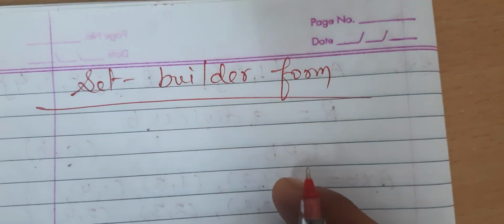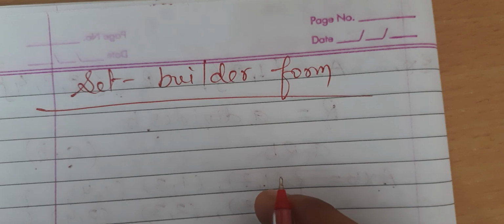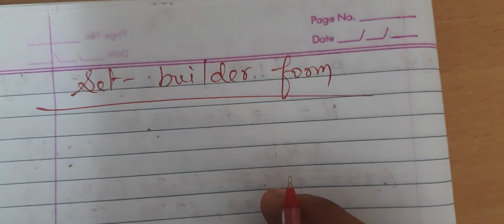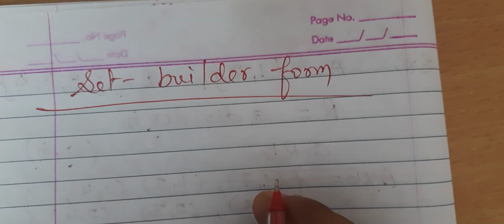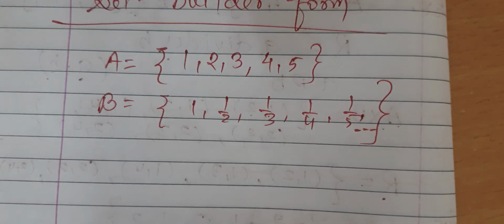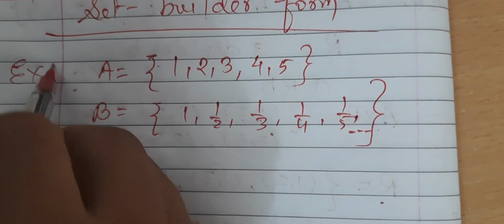So from the previous example we have seen the definition of relation, how to define a relation, as well as how to write a relation in roster form. So it's 2 in 1 question. Now set builder form. Now see these two sets.